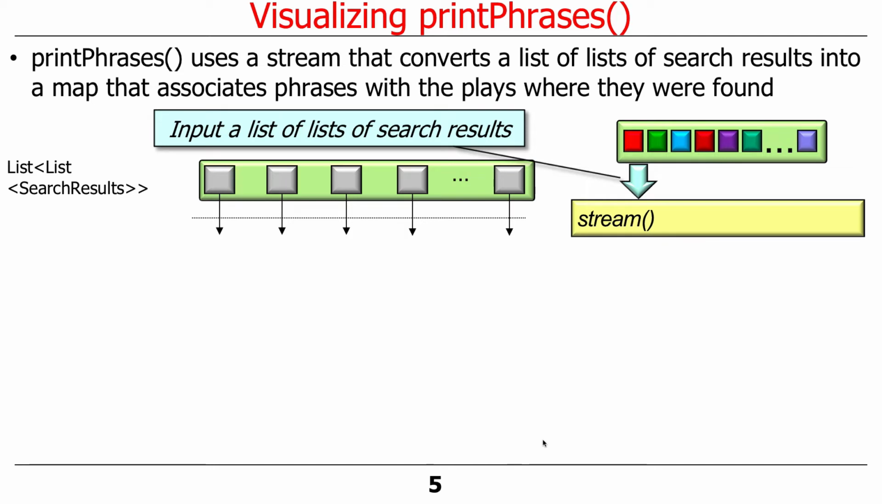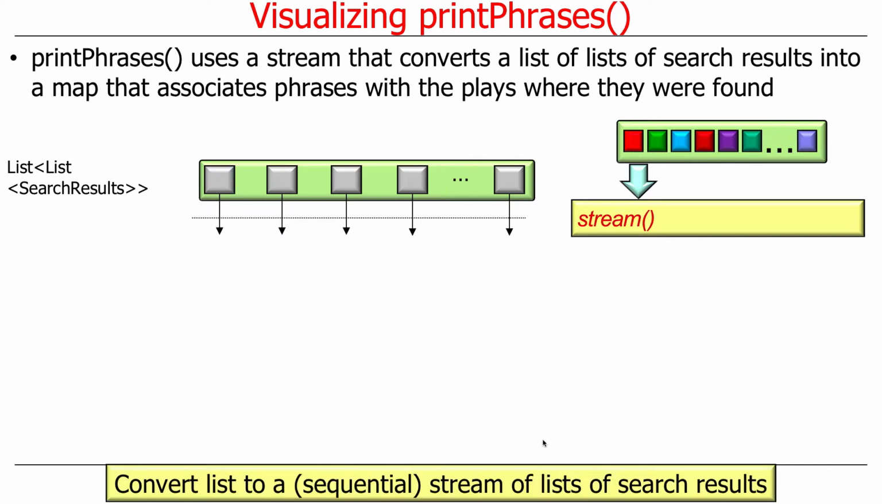So if you recall, the process stream method returned a list of lists of search results. And so for every work of Shakespeare, for every play, for example, there was a list of the phrases that may have appeared in it. And so what we're going to do is the print phrases method is going to take this list of search results as input, and it's going to convert it into a sequential stream. So now we'll have a sequential stream of lists of search results.